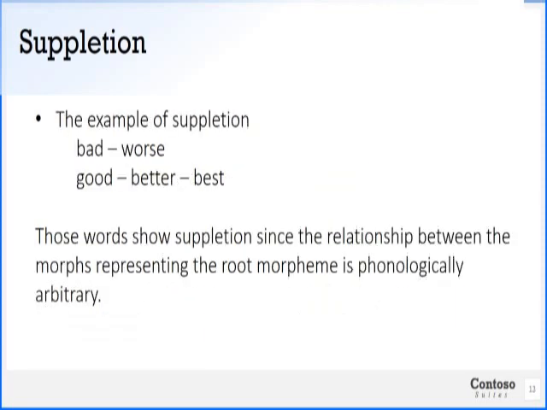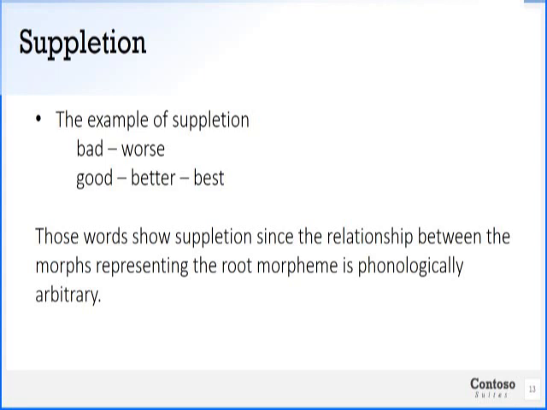The other examples of suppletion, we also have bad, worse; good, better, best. Those are examples of suppletion. Remember that suppletion is total change. Those words show suppletion since the relationship between the morphs representing the root morpheme is phonologically arbitrary. There are no specific rules when changing the words. It is only the complete change of the stem, the complete change of the root. Do you get the point so far? That is for suppletion.